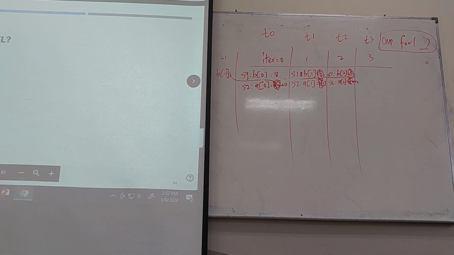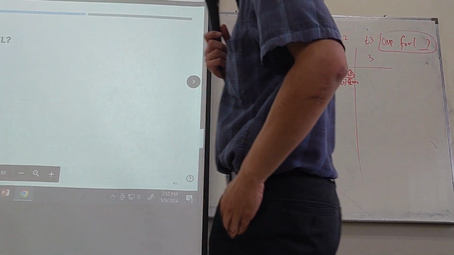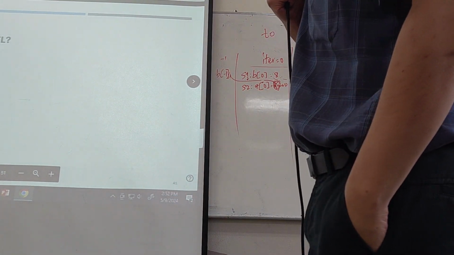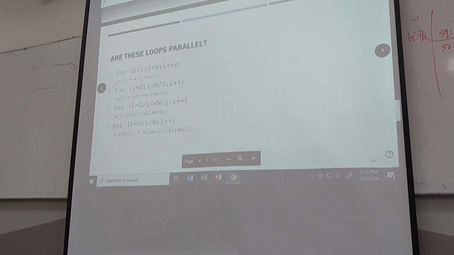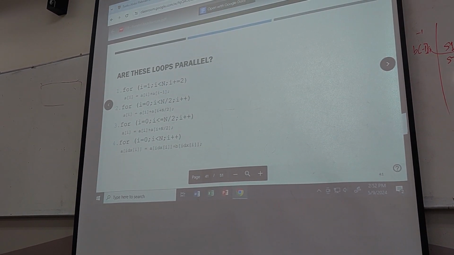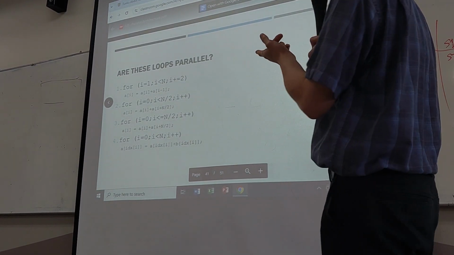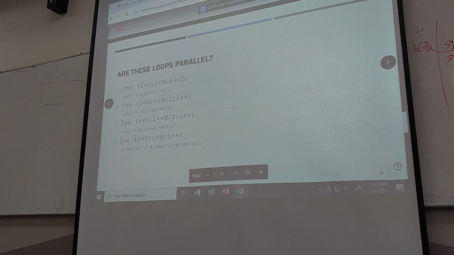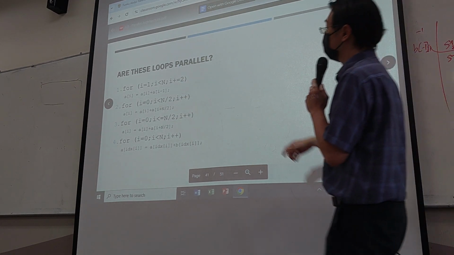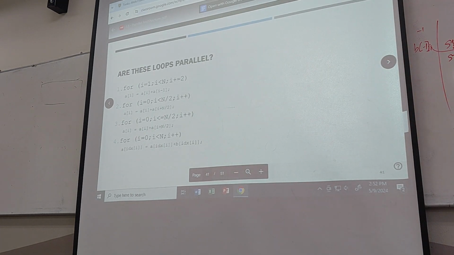Okay, so let's have a look at this example here. 1, 2, 3, 4. Can you find out whether there's any... Or I should ask: is there any loop dependency? Loop carry dependency. Let's take the first example. Is there any loop dependency there?